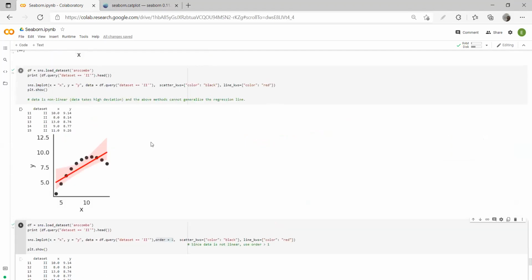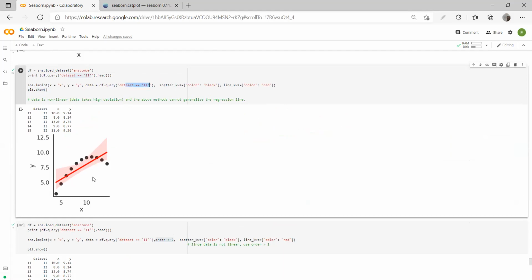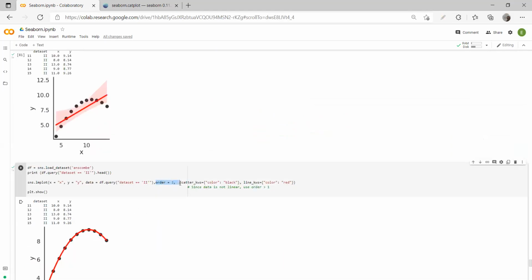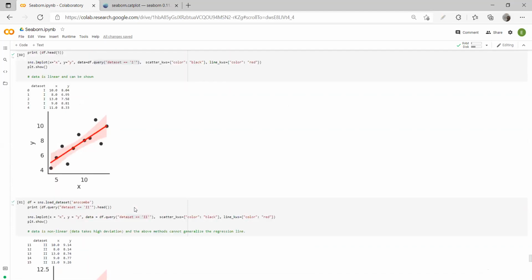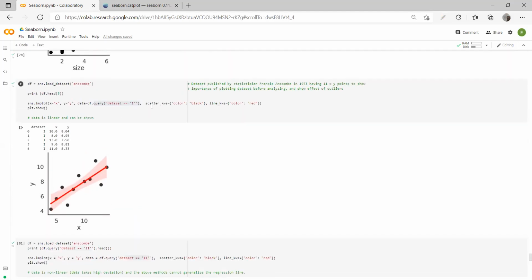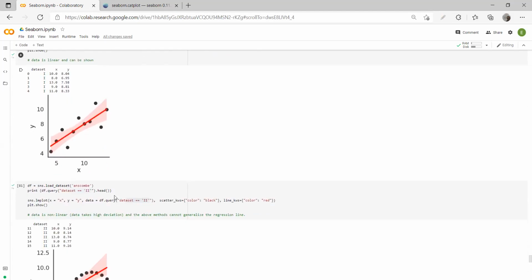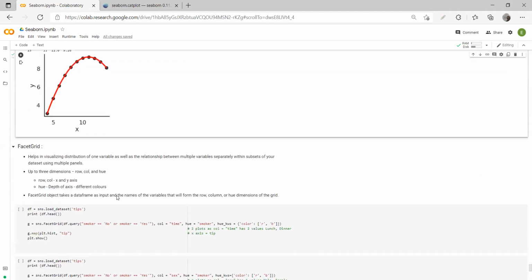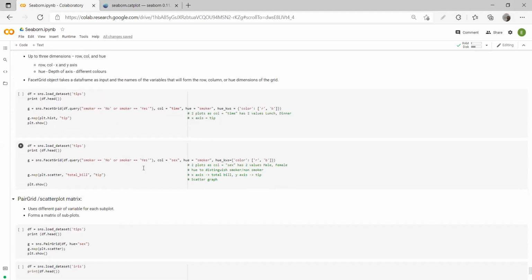The only thing I wanted to emphasize over here is, if for dataset 2 a straight line cannot fit, then you can also use order 2. You can use order 3, order 4, and so on and so forth. Over here also you can try with multiple orders and see whether it is giving you something good.